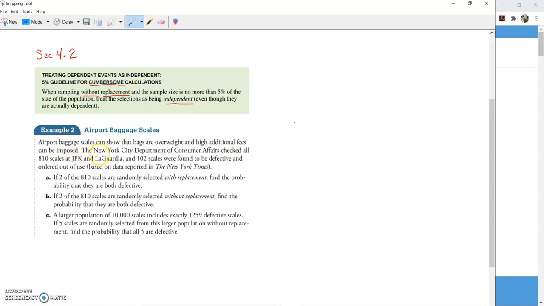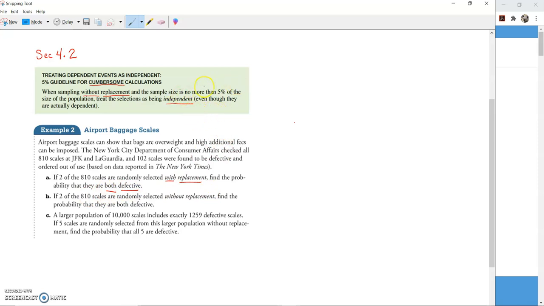Our example says airport baggage scales can show that bags are overweight and high additional fees can be imposed. The New York City Department of Consumer Affairs checked all 810 scales at JFK and LaGuardia, those are airports, and 102 scales were found to be defective and ordered out of use. So it says if 2 of the 810 scales are randomly selected with replacement, meaning we select one, we put it back, and then we select again, find the probability that they are both defective.